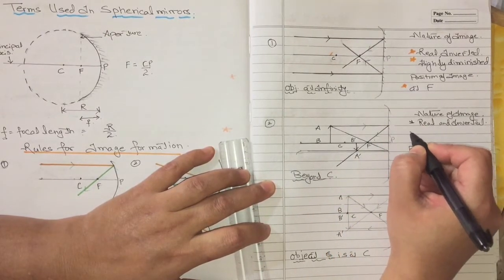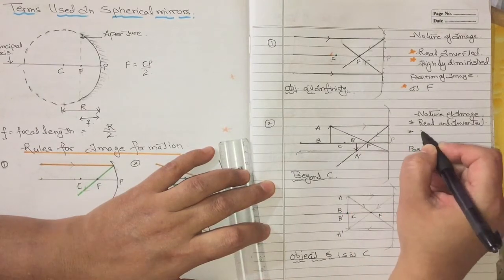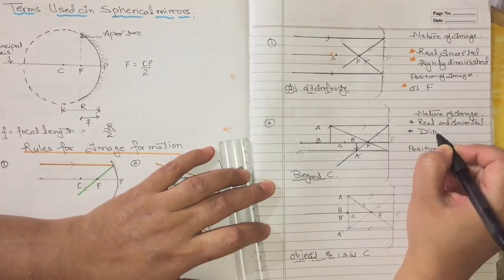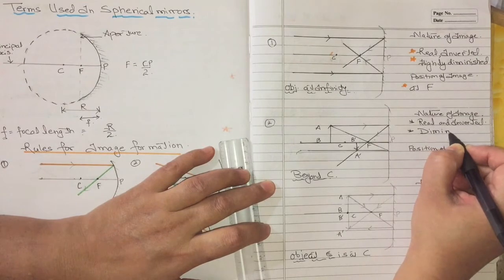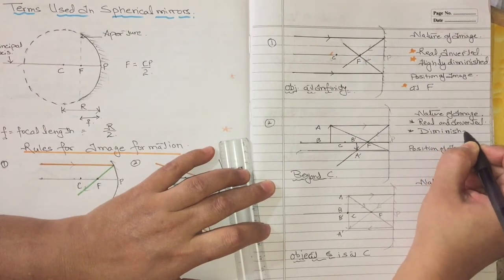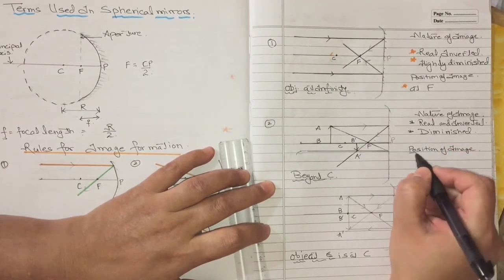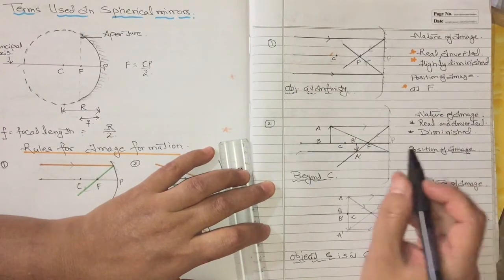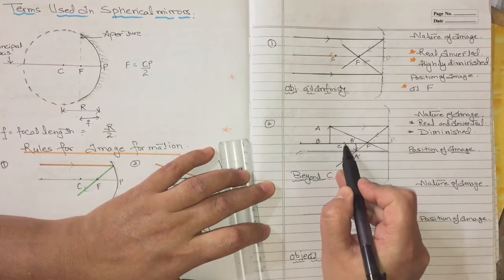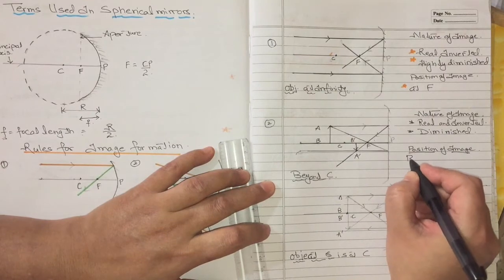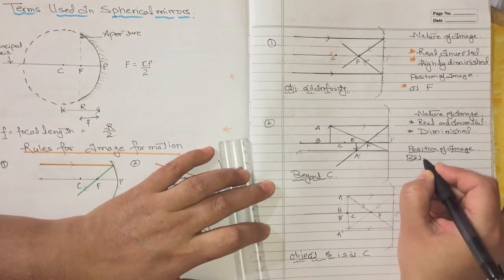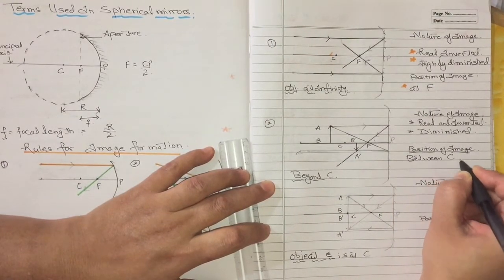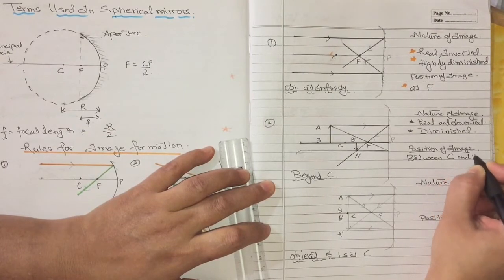Okay, and the second is it is diminished. Diminished means small in size. Okay, now let's see the position of an image. The position of an image is between C and F. So I'll write between C, that is center of curvature, and F.